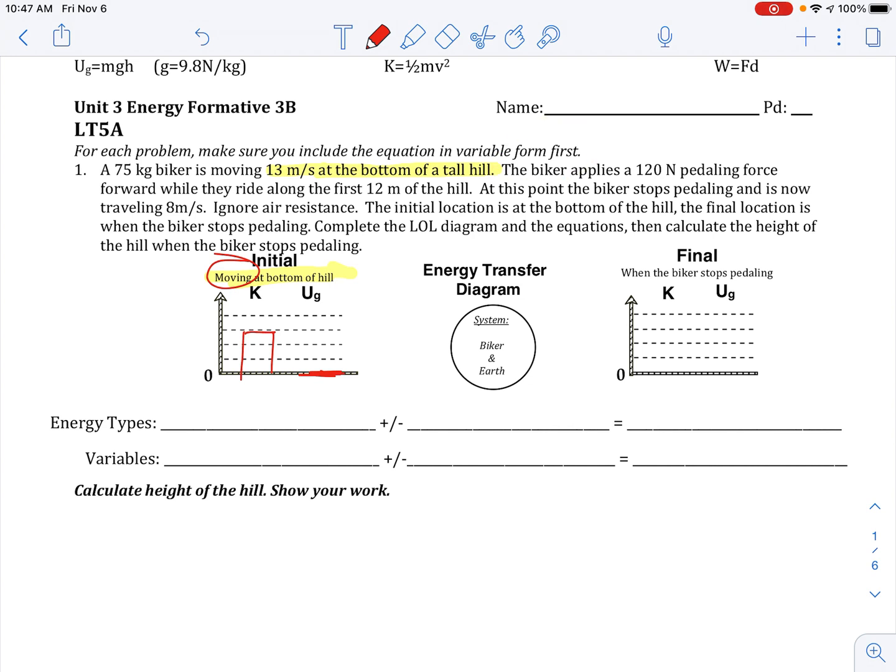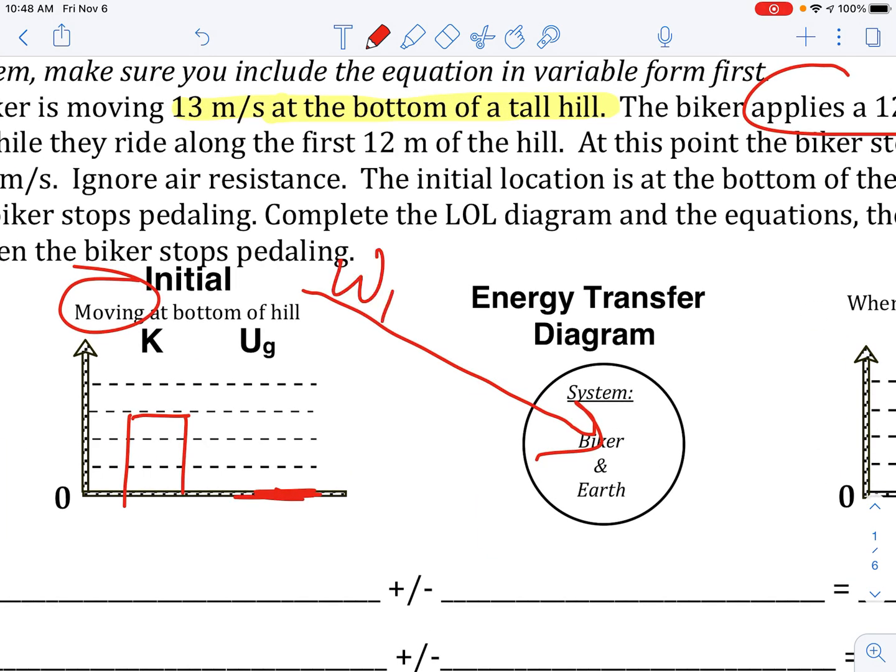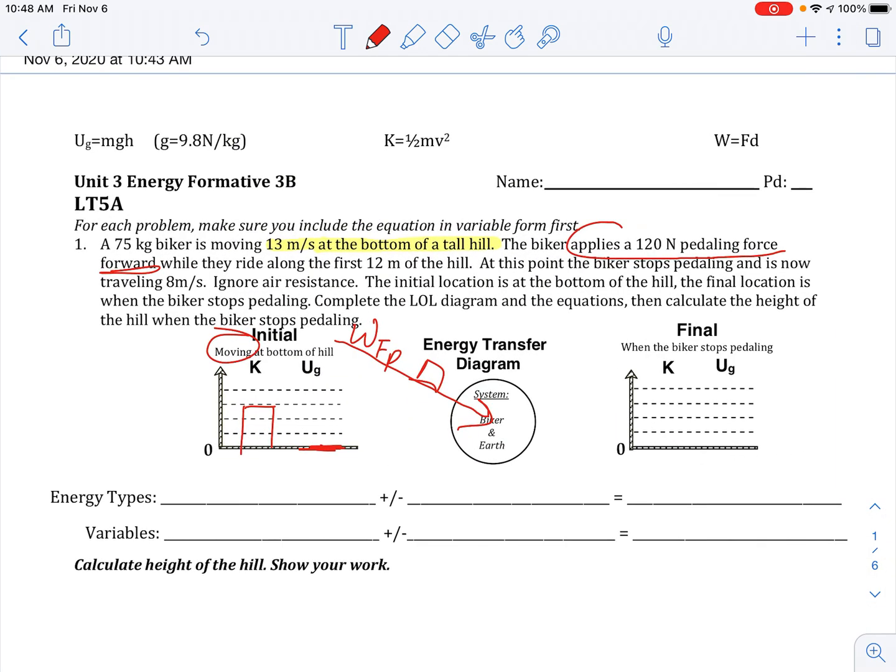The biker applies 120 newtons of pedaling force forward while they ride along the first 12 meters of the hill. This tells us about our O, and because the biker's applying a force forward, there's energy going into the system. So we'll call that work of force pedal, and I'm just going to put 1 unit of energy in there.